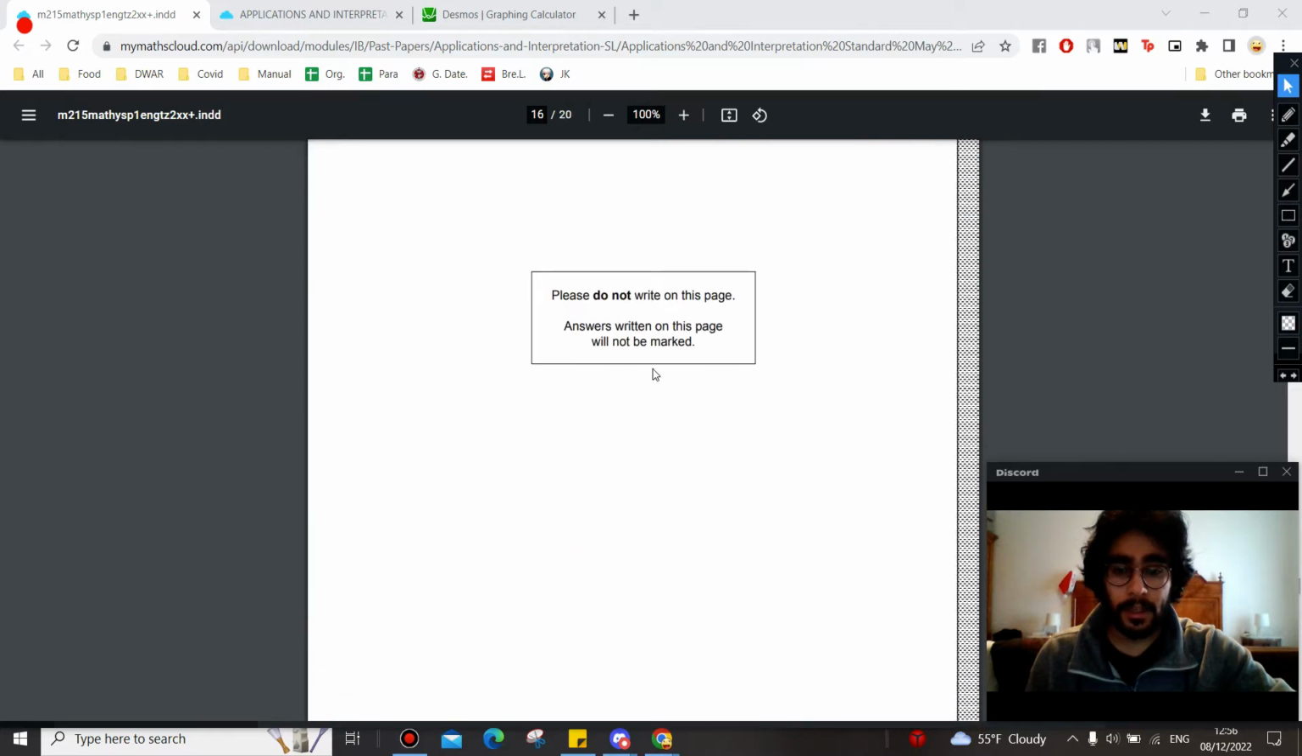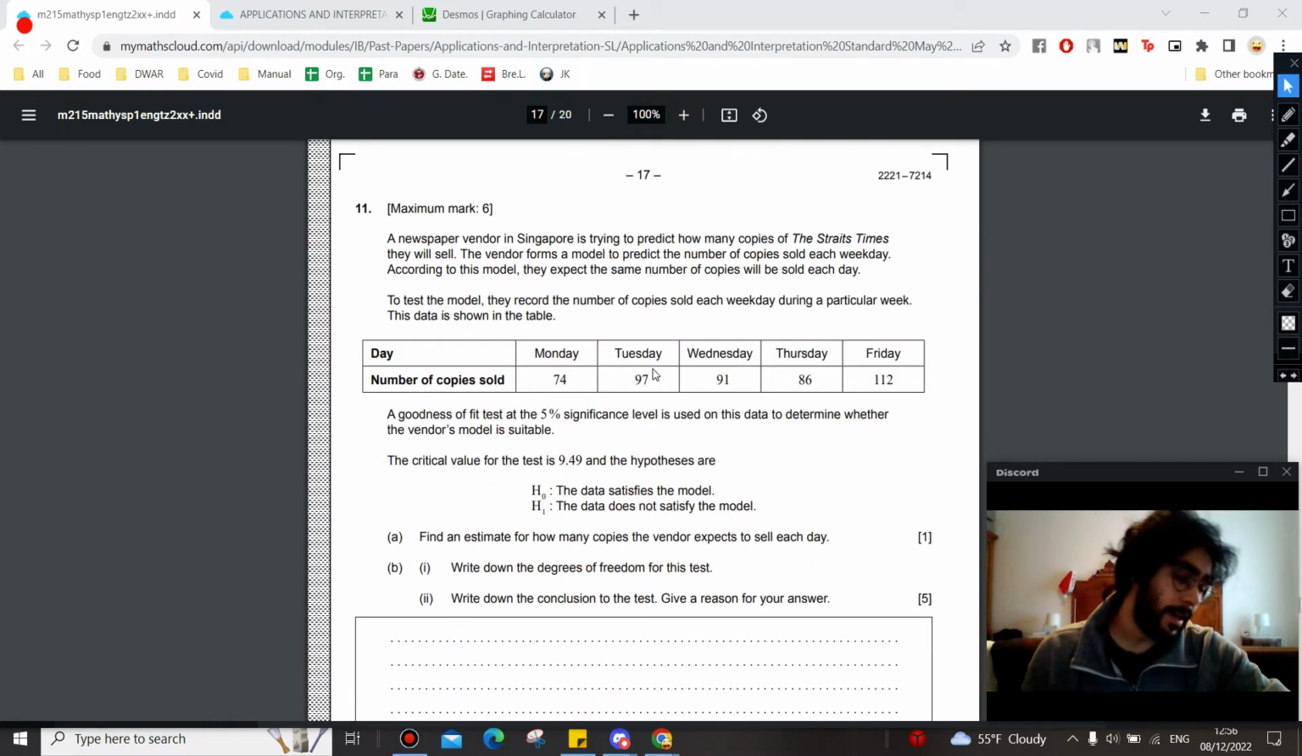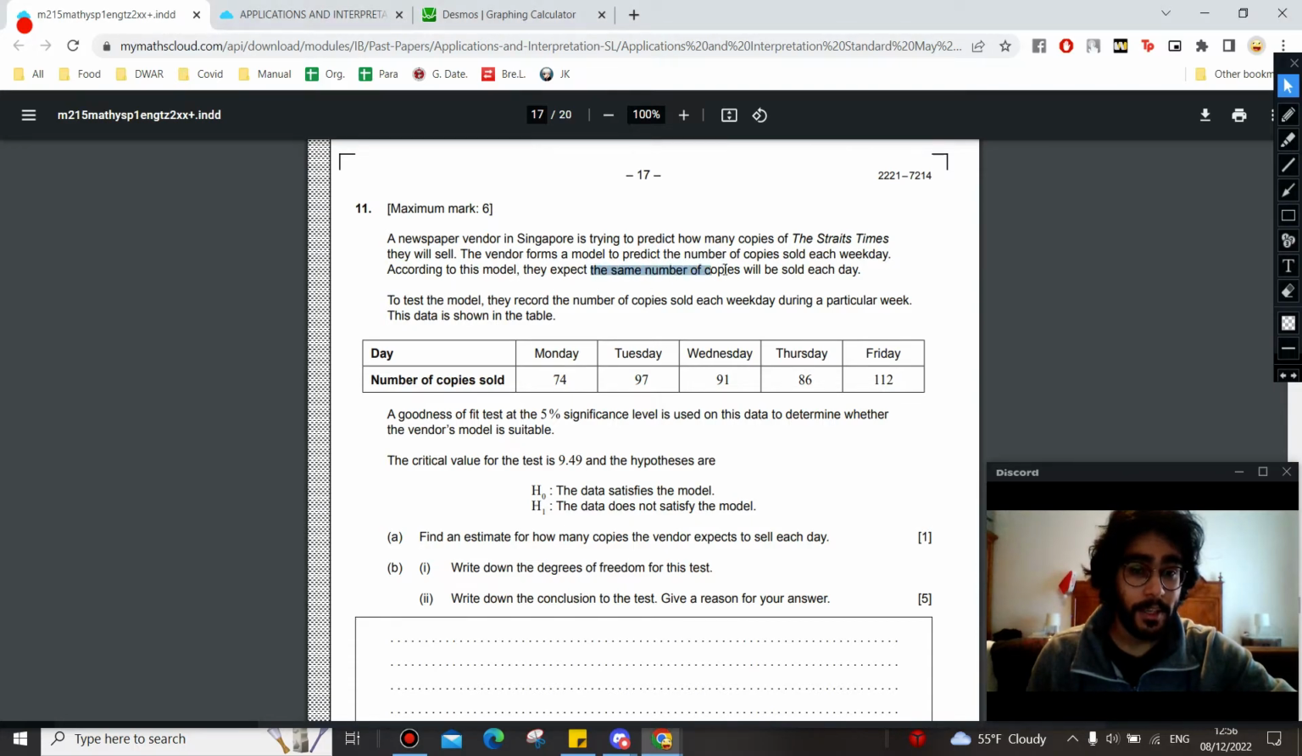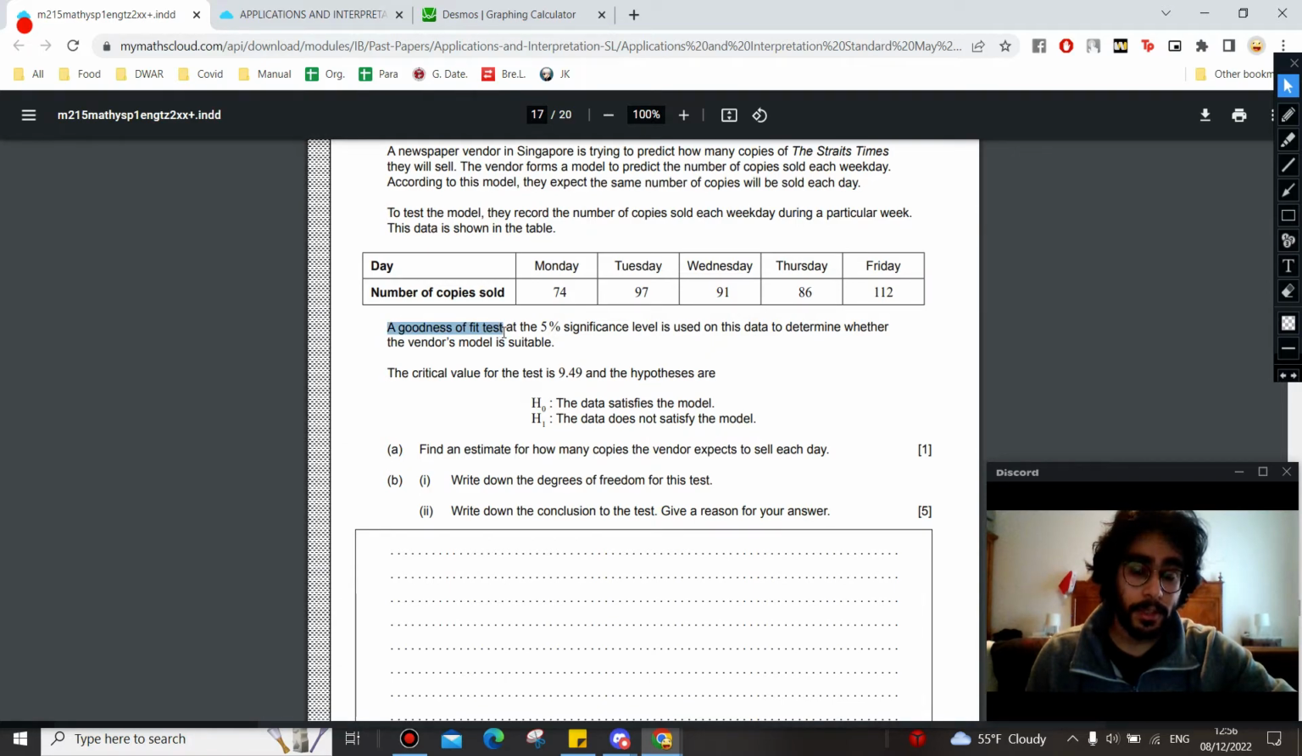Question number 11. Again, I don't like these questions. Anyway, a newspaper vendor in Singapore is trying to predict how many copies they will sell. The vendor forms a model to predict the number of copies sold each weekday. According to this model, they expect the same number of copies will be sold each day. To test the model, they record the number of copies sold each weekday during a particular week. That's all good. A goodness of fit test.